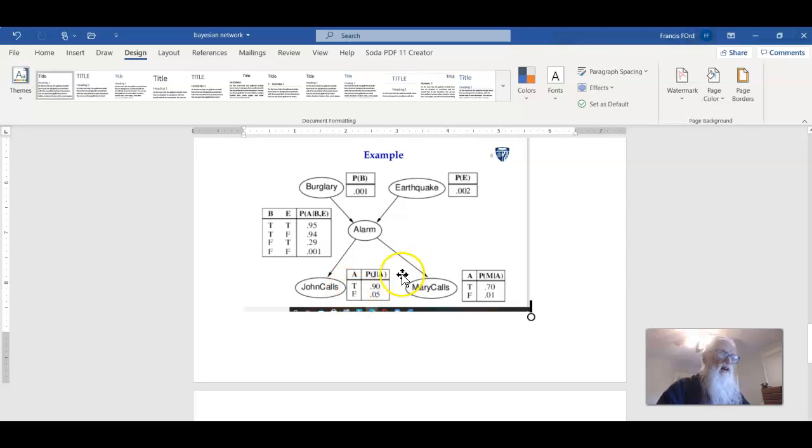If the alarm goes off, John calls. If the alarm doesn't go off, he might even call. Mary's in the same boat. Now, the question is, did you get a call from Mary? Pardon me, I think from John. Is there a burglar?